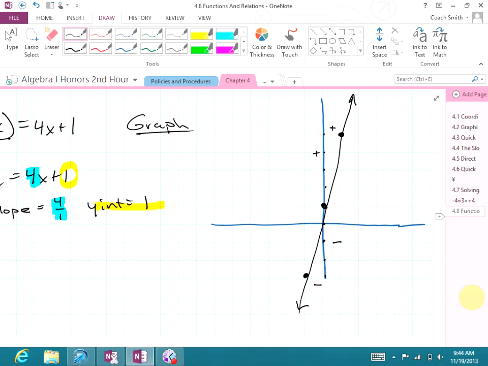Okay, so that's how you would graph it using f of x equal whatever I said.